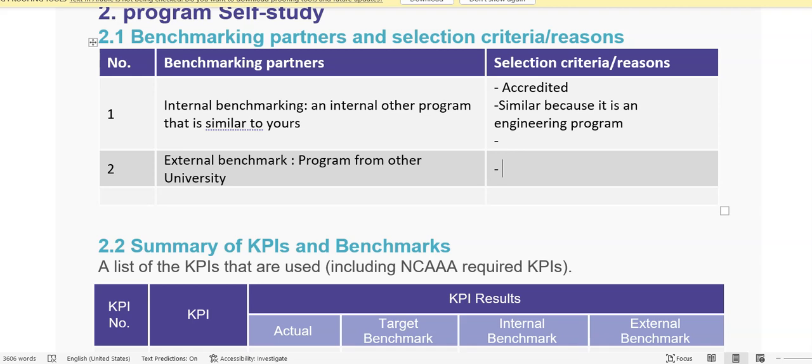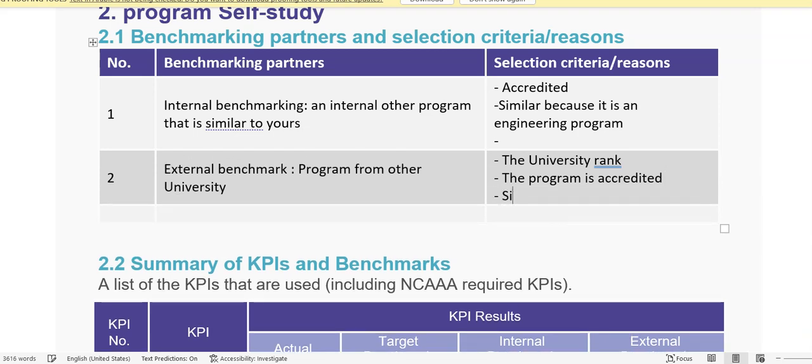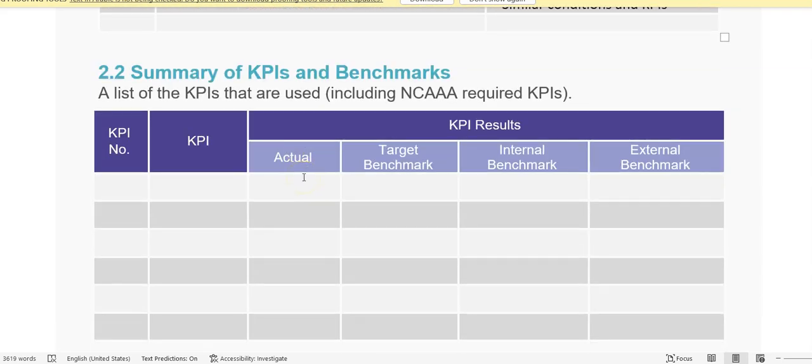Why did you choose the university, the rank, the program is rated, for example, similar conditions and environment and KPIs. So you have to justify why you choose this program as a benchmark from another university.